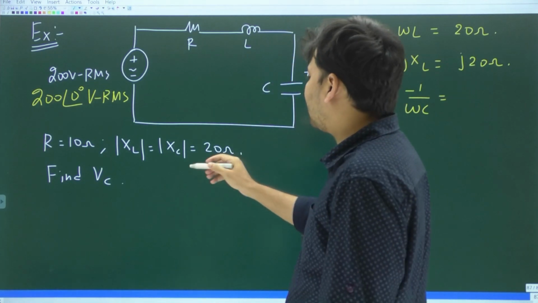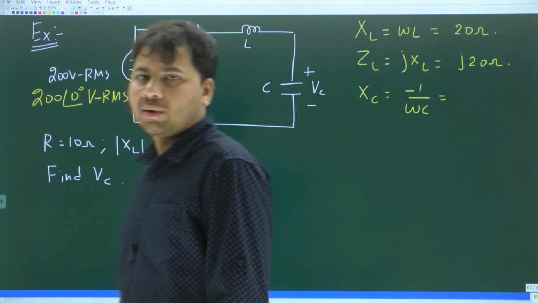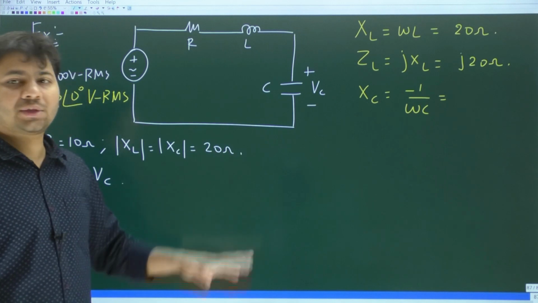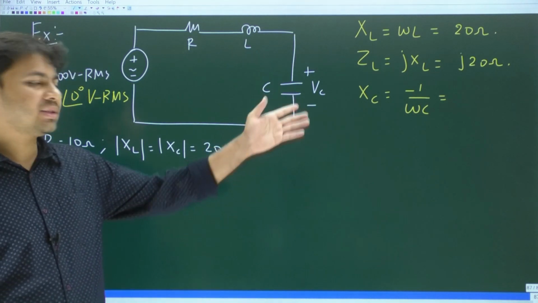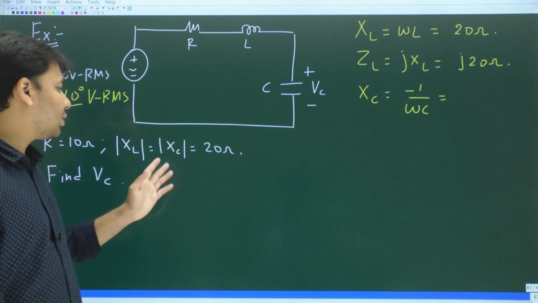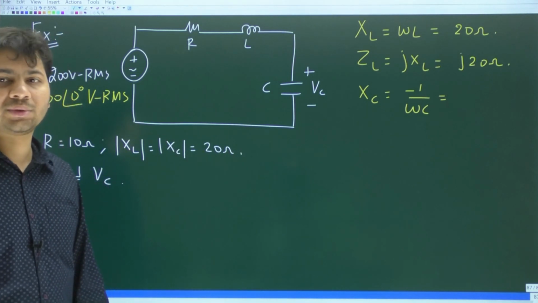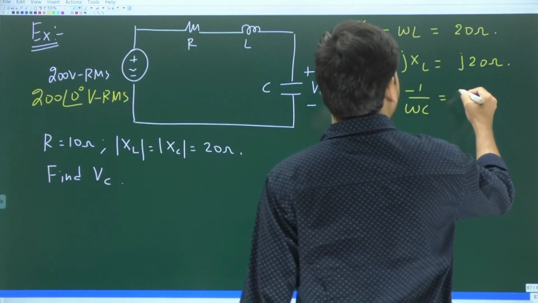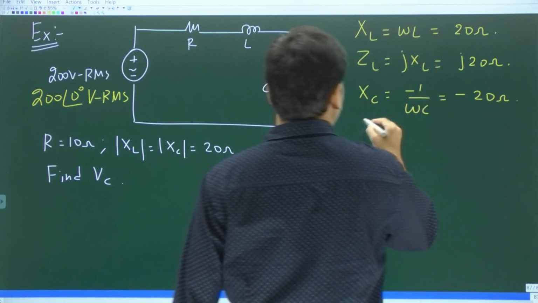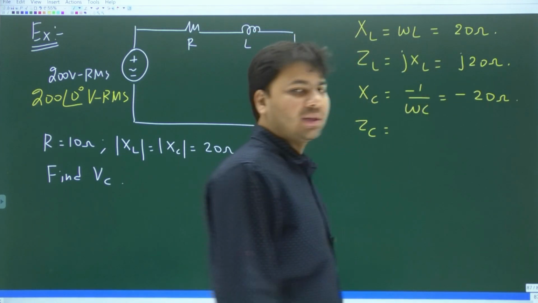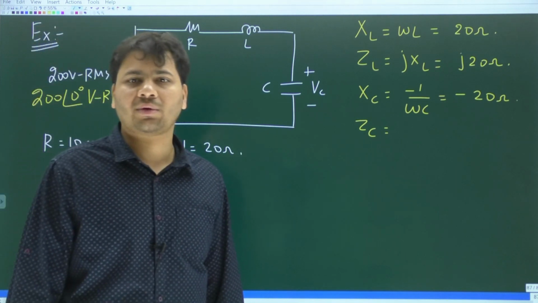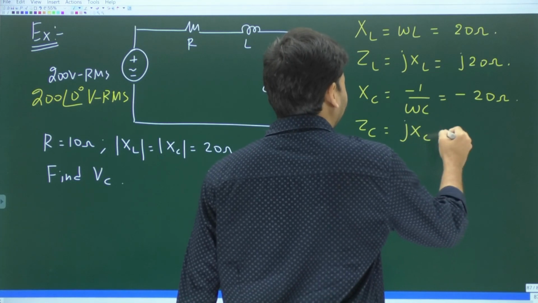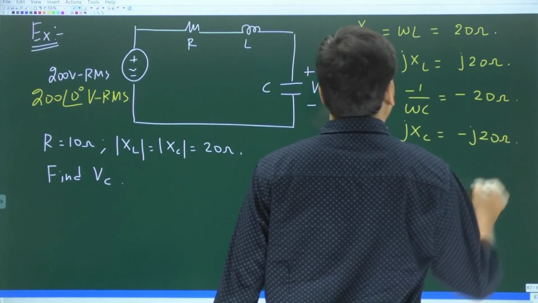In this case, it is given that mod XC is 20 ohms. We already know XC is negative. So what is the actual value of XC, 20 or minus 20? It is going to be minus 20 ohms. Only then mod XC can be 20 ohms. Again, ZC, the impedance of the capacitor, will be j times the reactance of the capacitor, j times XC. So it is minus j20 ohms.